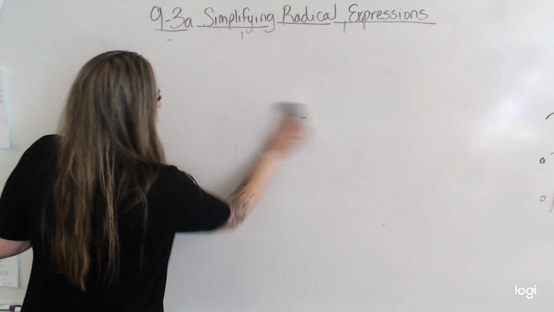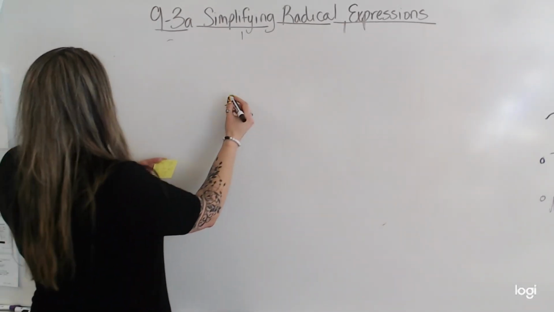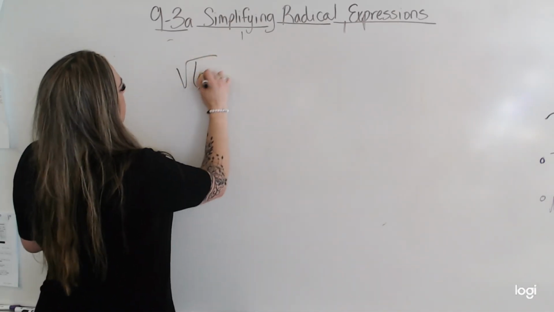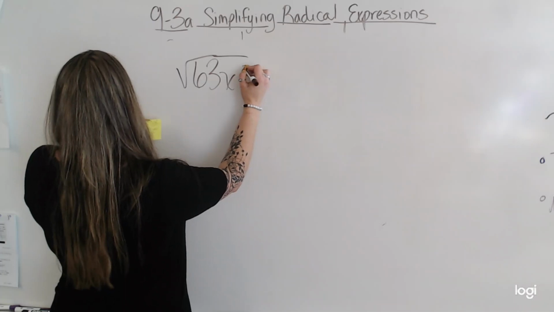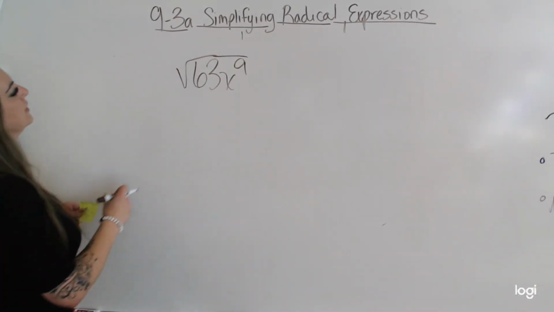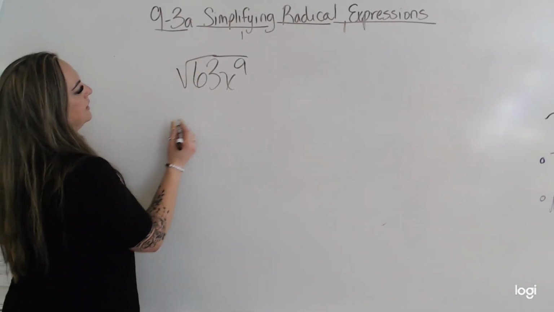So now, let's look at what happens when we have some variables. So let's say we have a mix of both. And we want to factor this. Simplify it by factoring, okay?